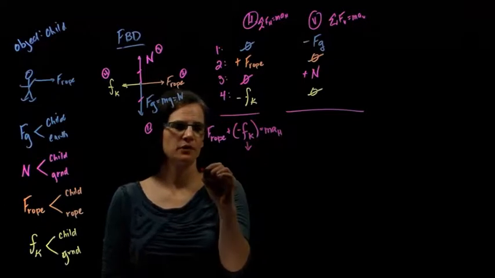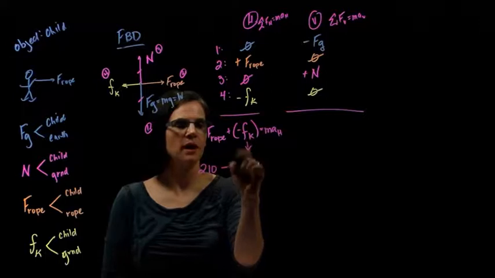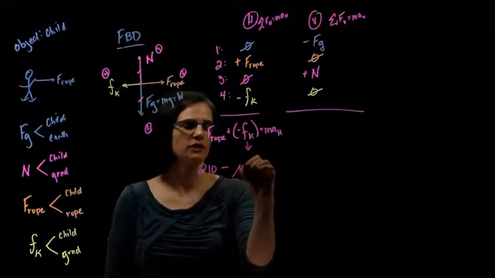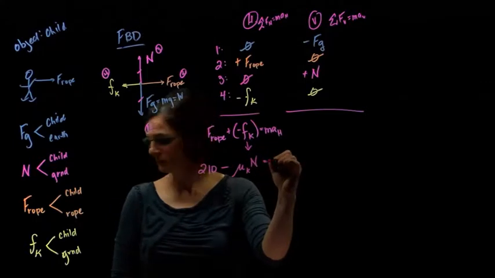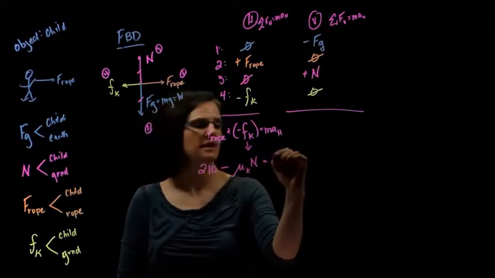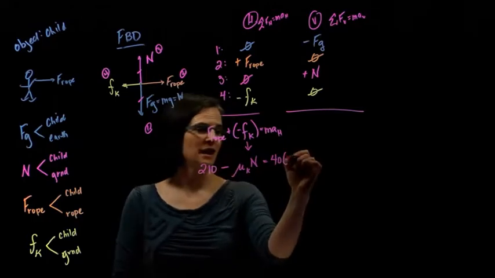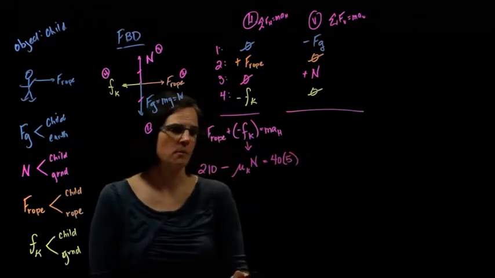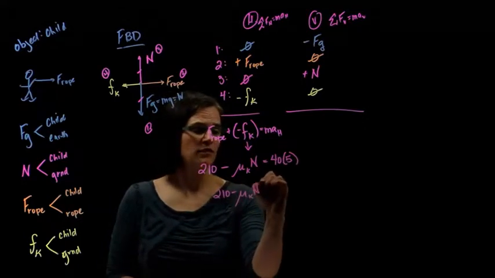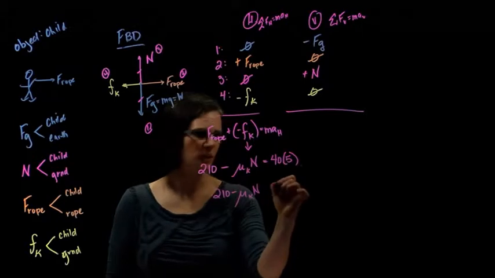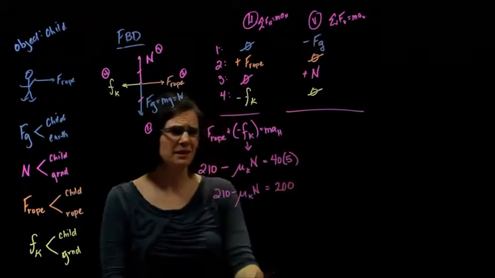And we have the force of the rope, which we know to be 210 newtons, minus, there's my minus. Now, friction is equal to its coefficient times the normal force. We have a mass of 40 kilograms, and we're told that he's accelerating at 5 meters per second squared. So I have 210 minus the coefficient, I don't know the normal force, equals 200. I need that normal force.